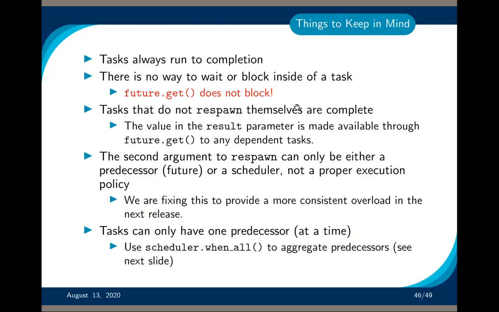And tasks can only have one predecessor at a time. You can have a predecessor when the task is created, and you can have predecessors when the task is respawned. But if you want to have multiple predecessors, you can either respawn multiple times, which is inefficient, you don't generally want to do that if you know about all of the things, or you can use this winAll construct. We'll talk about this winAll construct in a second.